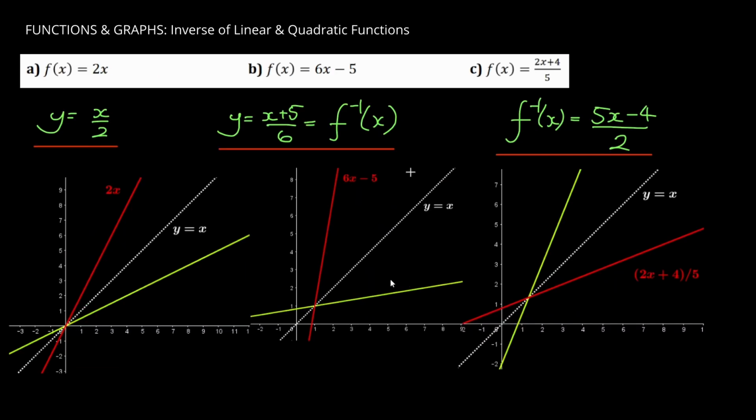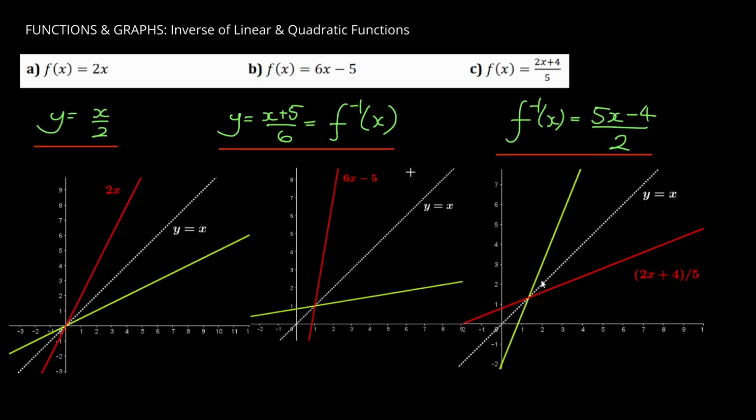But just before we move on to harder examples of finding inverse functions, let's have a look at what we've created so far. 2x is plotted as the red line, and what we found, x divided by 2, is plotted as the green line. And that's true for both part B and part C. Here's (2x plus 4) divided by 5. Look at the 3 inverses.